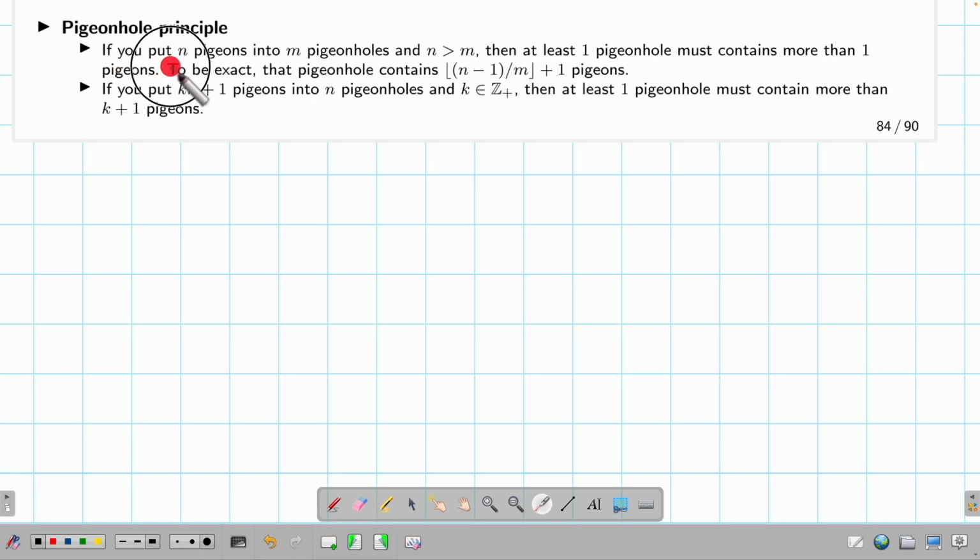The pigeonhole principle is that if you put n pigeons into m pigeonholes, with n larger than m, then at least one pigeonhole must contain more than one pigeon. To be exact, that pigeonhole contains floor of (n minus 1) divided by m, plus 1 pigeons.